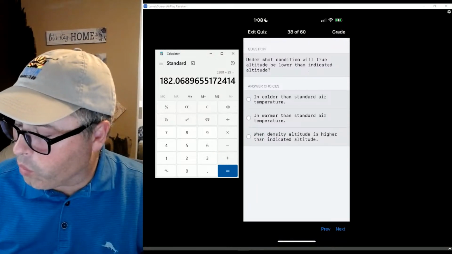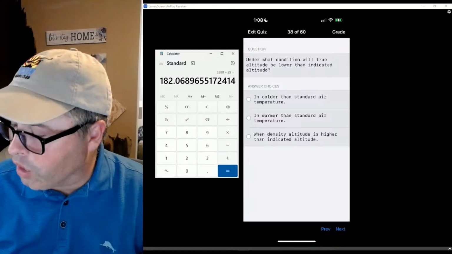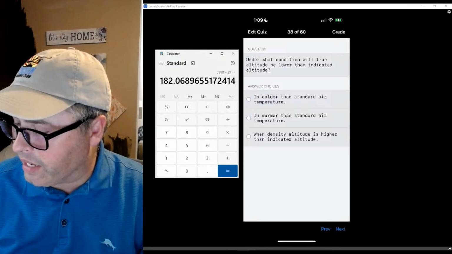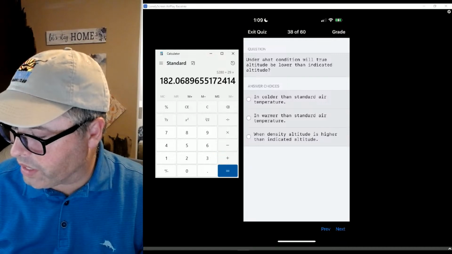Okay. Under what conditions will true altitude be lower than the indicated altitude?